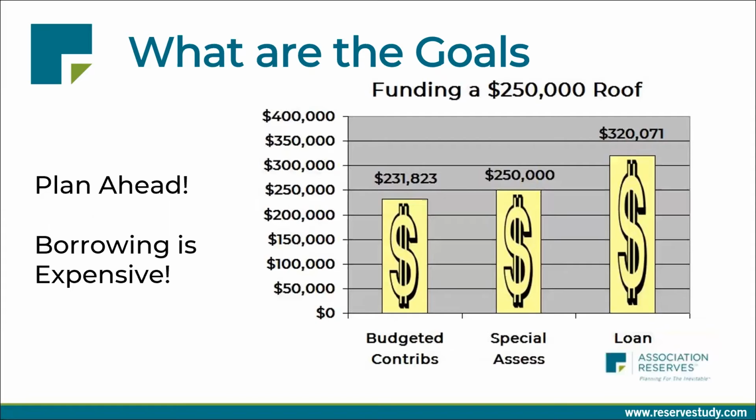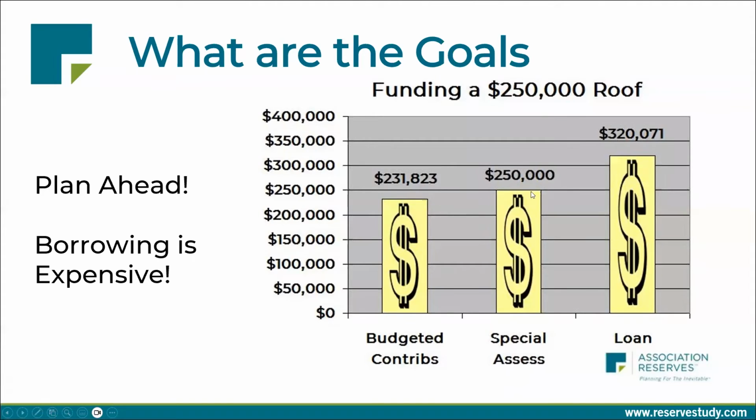And also, when we're thinking about how much it's going to cost, and don't make it too expensive for your homeowners, do your planning ahead. This is what it costs to fund a $250,000 roof project. If you plan ahead with budgeted funding and you get a little bit of interest from the bank, all it takes from the homeowners is, call it $232,000.